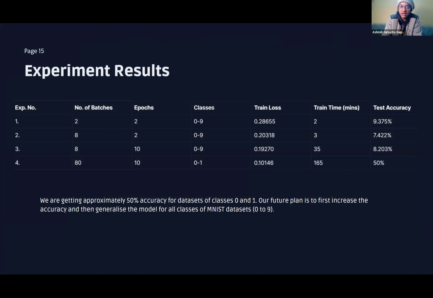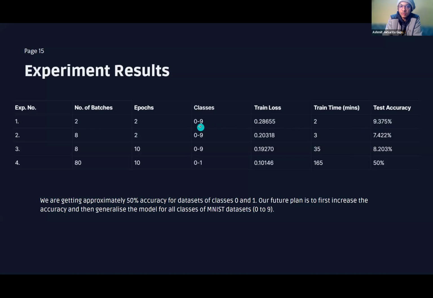So here are the results of our experiments. In total, I ran around 6 experiments, out of which 4 are relevant to us. When we were doing the classification for all 10 digits, our accuracy was very low, around 9%, and that was happening for all the experiments we ran with all labels from 0 to 9.